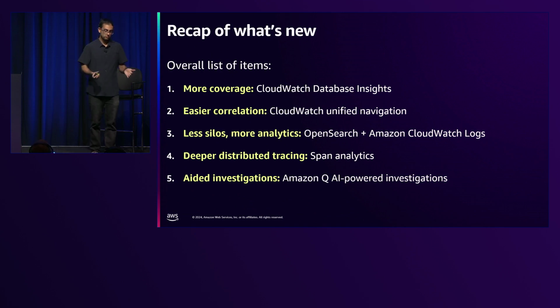Quickly going through what we've just covered, we've added coverage with the CloudWatch database insights. We've made it easier to correlate your resources with CloudWatch Unified Navigation. We've removed silos and added more uniform analytical capabilities by combining the best of OpenSearch and Amazon CloudWatch logs. We're giving you deeper distributed tracing with span analytics. And finally, we've aided your investigatory process with Amazon Q Developer Ops experiences. With that, I'll hand it off to Mike for the more fun part and demos.